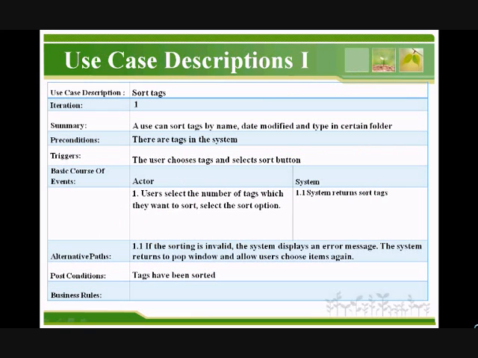Next, we came to the use case descriptions. One important thing to note is that we did not fully understand what iteration or business rules meant. We also assumed that alternative paths were the same as exception handling.